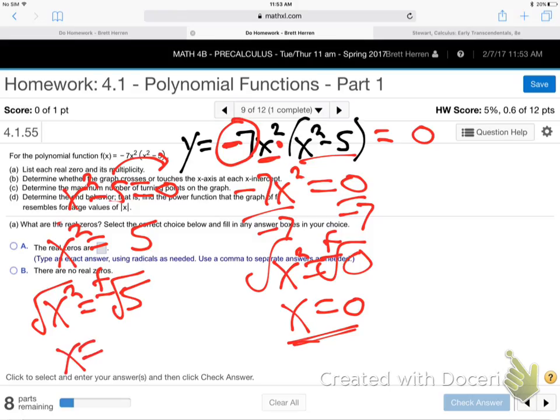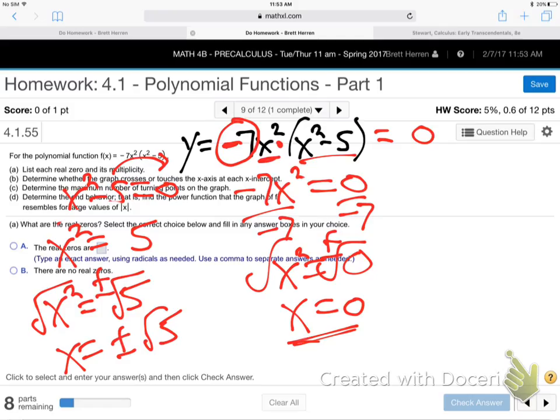Does the calculator have a button for plus minus? I think they do, yeah. So x is plus or minus root 5 and 0. Those are our zeros. There's 3 of them: 0, plus root 5, and minus root 5. Those are the 3 x values that will make y 0. Is that making sense?